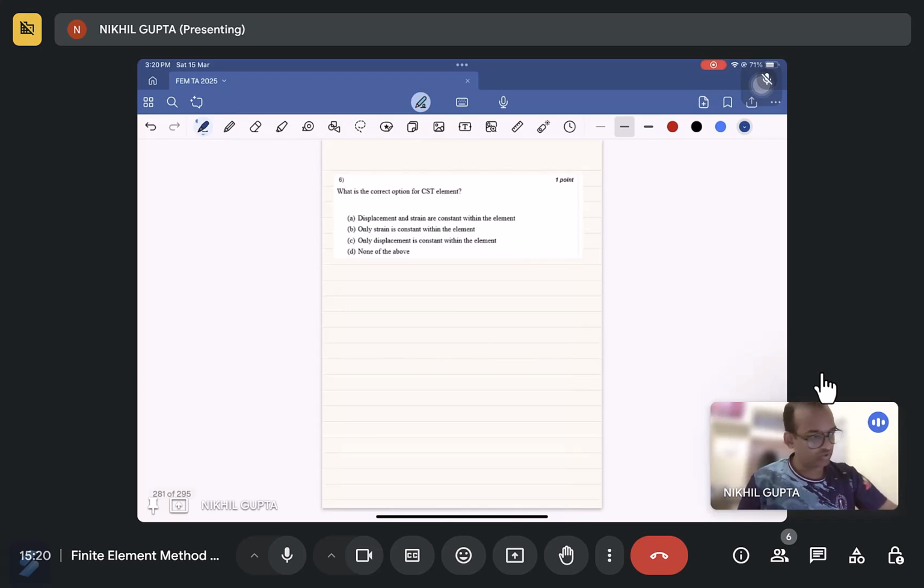Now let's go to question number 6. What is the correct option for the CST element? I think I did the same question in the last class. So displacement and strain are constant within the element. Yes, this can be correct. Others, let us also see. Only strain is constant within the element. No, displacement is also constant. Only displacement is constant within the element. No. So the answer is displacement and strain are constant within the element.